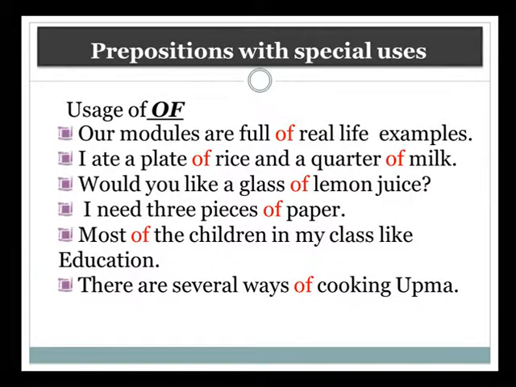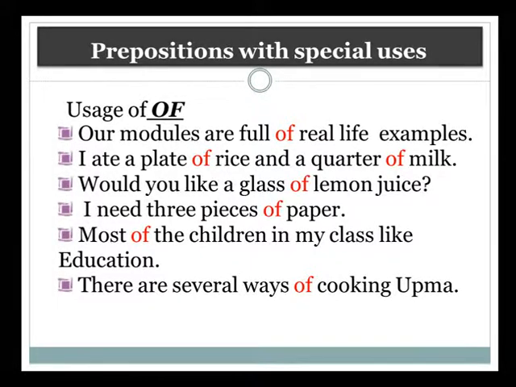I ate a plate of rice and a quarter of milk. Let us see what does of do here. A plate of rice. So a plate that belongs to rice, which contains rice, and a quarter of milk. How much milk? A quarter of milk. Would you like a glass of lemon juice? So what does the glass contain? The glass would contain lemon juice. I need 3 pieces of paper.